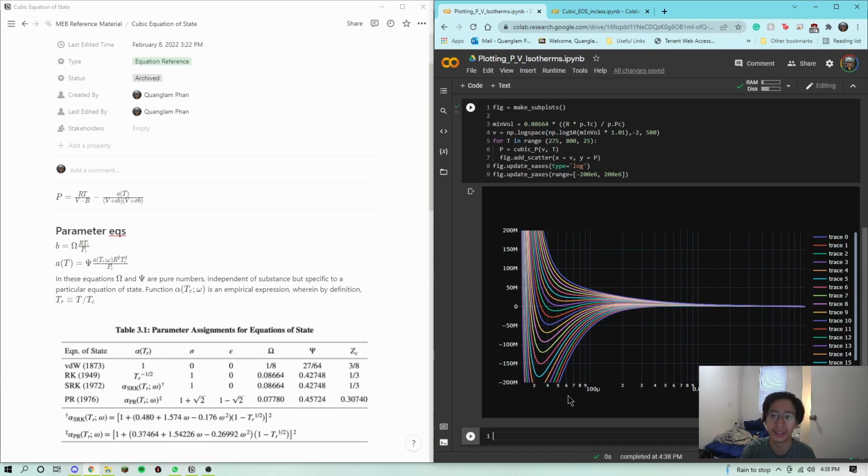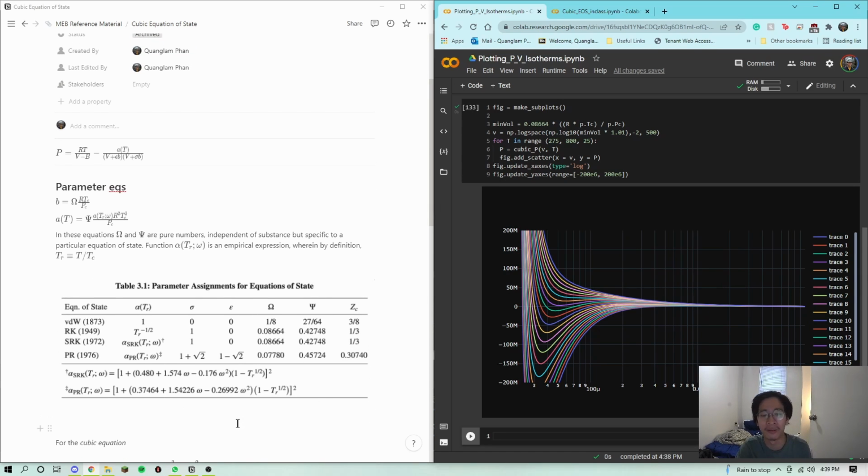Imagine trying to do this in Excel. It'd be very tedious and, to be honest, quite nearly impossible. Well, that wraps up today's video. Today you've learned how to plot a PV diagram of many, many different isotherms within Python of the cubic equation of state, specifically the SRK cubic equation of state.